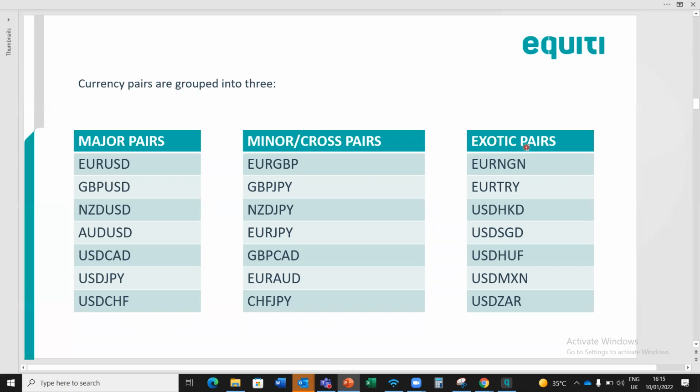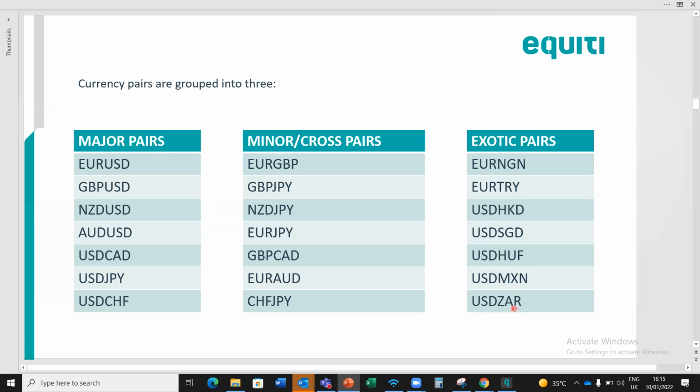And that's why we have the EUR NGN, which is of course the Nigerian Naira, and then we have the EUR TRY, the Turkish Lira. Then we have the USD HKD, that is the United States dollar paired with the Hong Kong dollar, USD SGD, that is the United States dollar paired with the Singaporean dollar, USD HUF, the Hungarian forint, USD MXN, that's the United States dollar paired with the Mexican pesos, and then we have the USD ZAR, the South African rand.